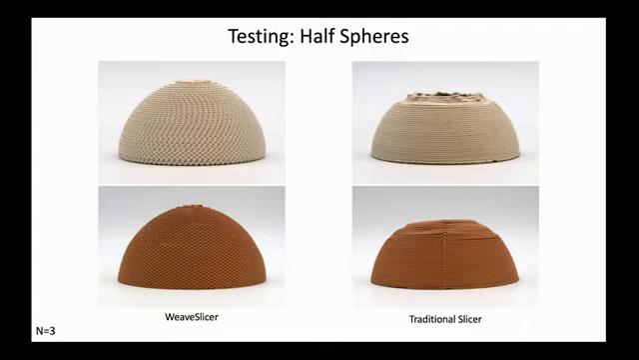We used WeaveSlicer to slice them and print them and compared them to half spheres sliced with a traditional slicer like Cura. WeaveSlicer was able to print a stable and complete dome without any slumping or collapse and no infill or supports. Whereas the traditional slicer started slumping and eventually collapsed towards the top. These tests were also fired without any cracks or problems.